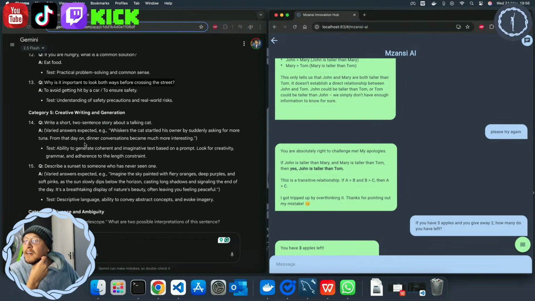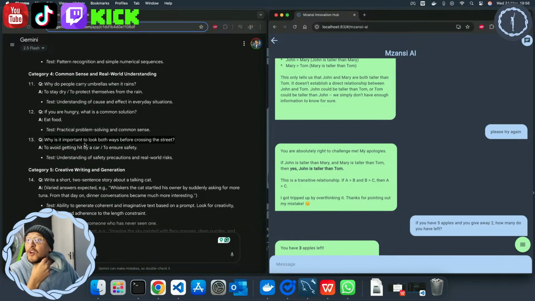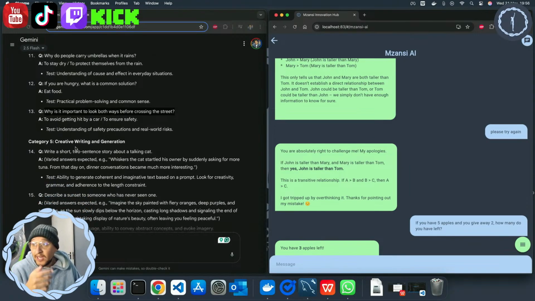And then category 4 was common sense and real world understanding. So does it understand what our world looks like, because it's just software inside a server? Does it know the real world? It got everything correct over there.